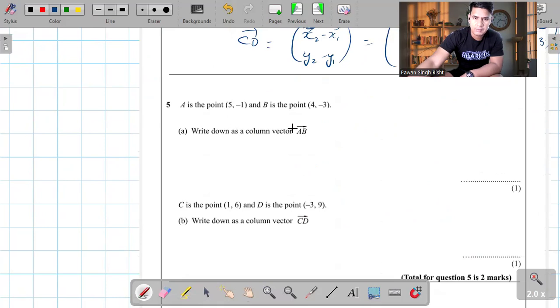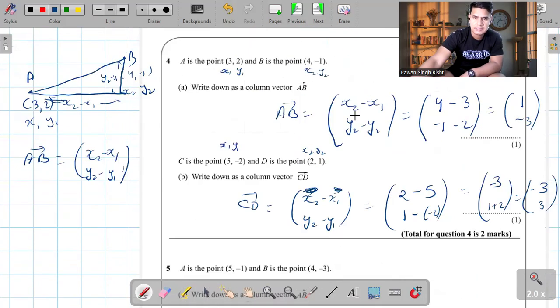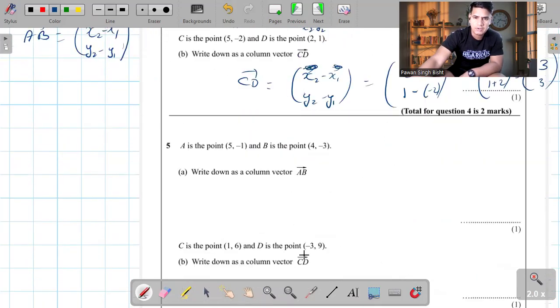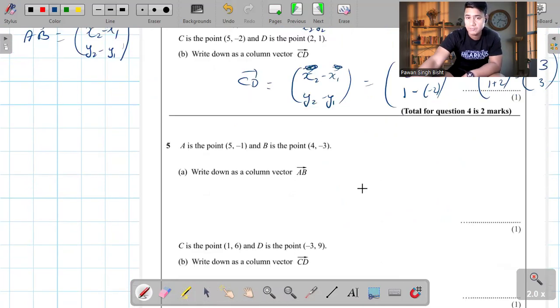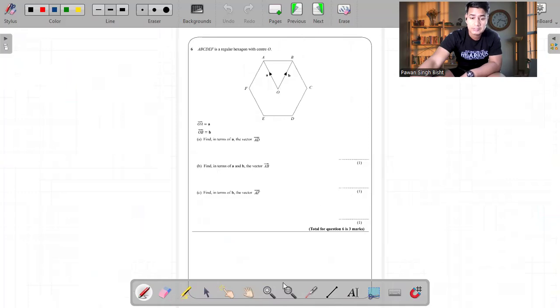Now A is 0.5 comma minus 1, B is 4 comma minus 3. So you can find column vector AB same as we have done here, same formula. And to find column vector CD, again same formula, right? So this one I am leaving for you to practice. Okay. Now question number 6.